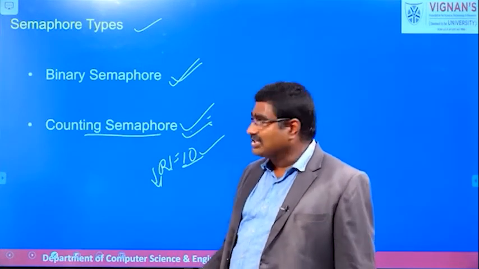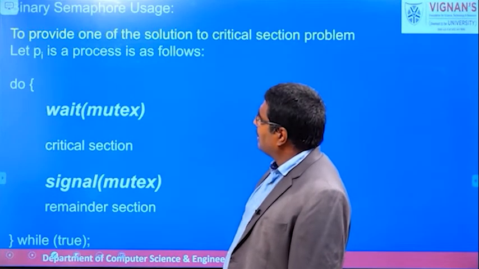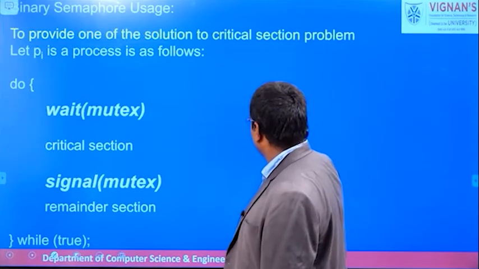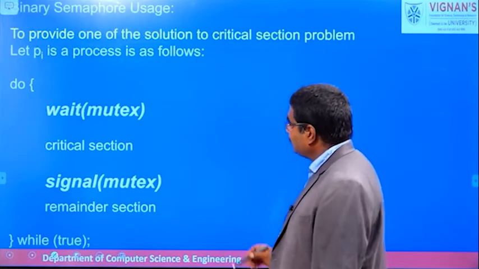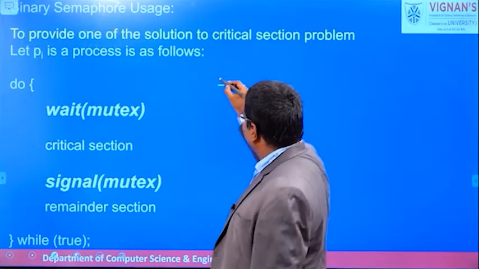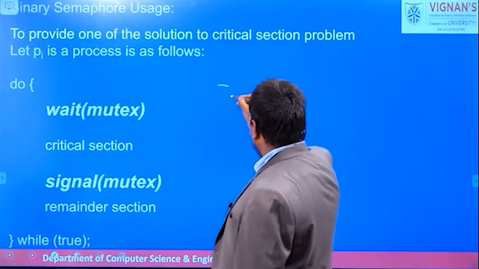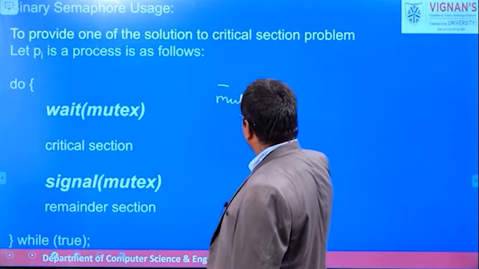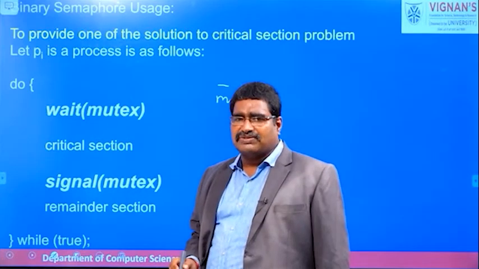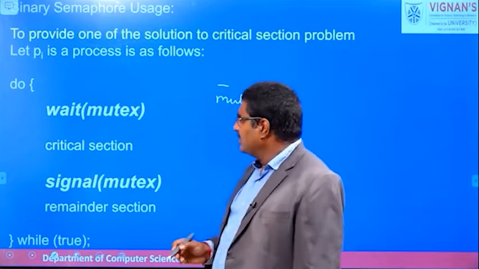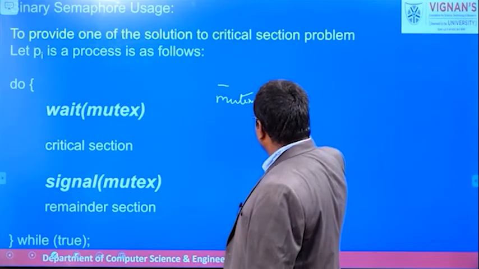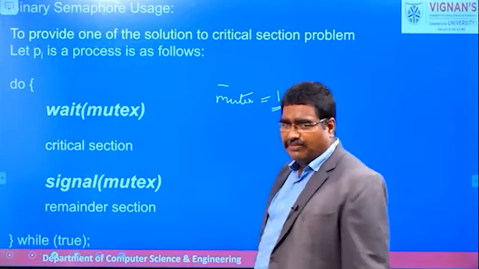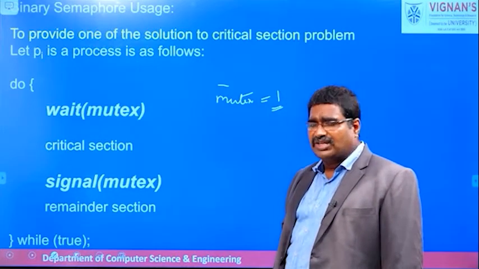Now we try to discuss how to use the binary semaphores to achieve process synchronization. Here we are assuming that mutex is a binary semaphore. What is a binary semaphore? Its value is either 0 or 1, and initially we are assuming that its value is 1. Mutex is a binary semaphore, its initial value is 1.